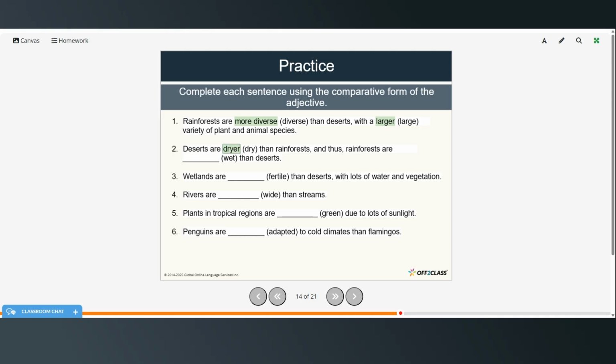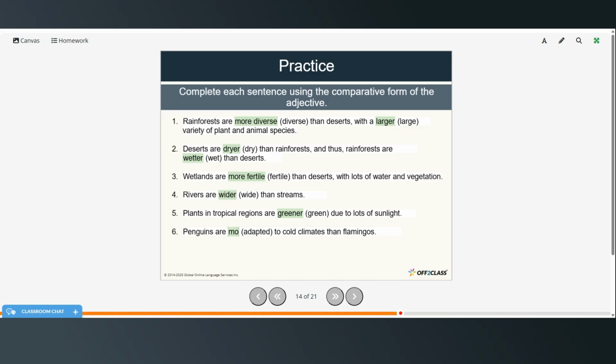Deserts are drier than rainforests, and thus rainforests are wetter than deserts. Wetlands are more fertile than deserts with lots of water and vegetation. Rivers are wider than streams. Plants in tropical regions are greener due to lots of sunlight.